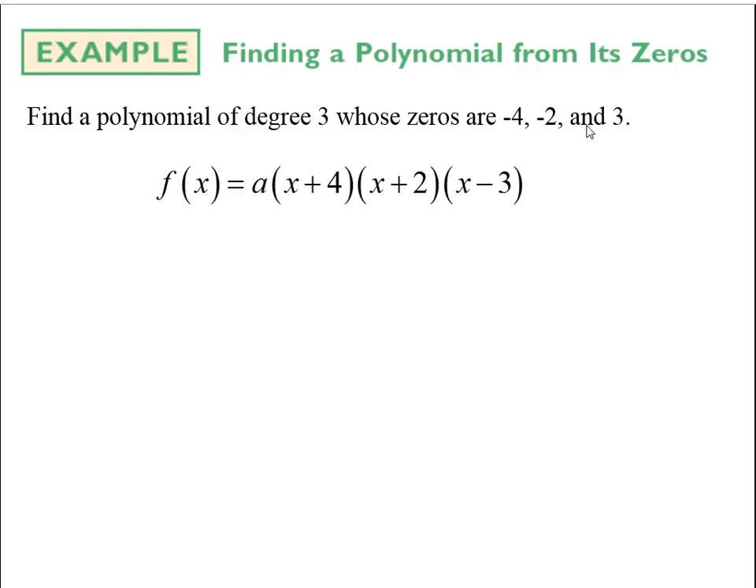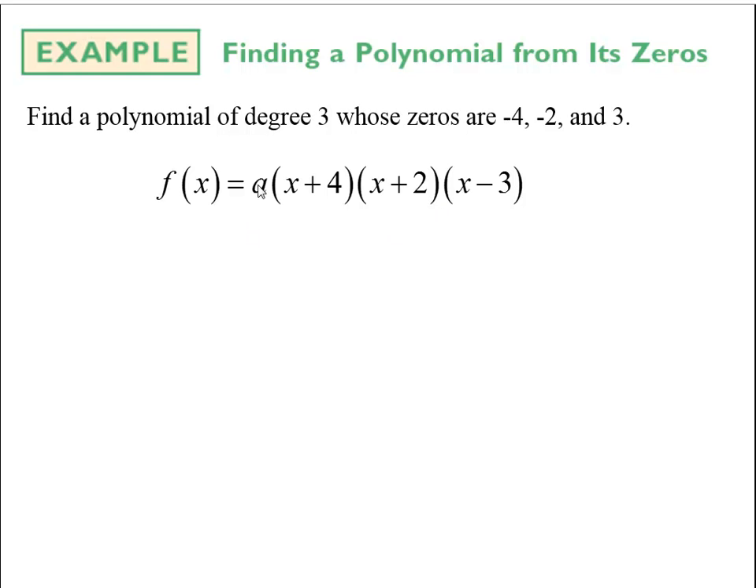And I wrote the polynomial in a factored form because that's by far the easiest form to use. Now, I also want to point out to you that it doesn't really matter what number I pick as my leading coefficient here. This could be the number 12, this could be the number -7, doesn't really matter. These factors still produce the 3 zeros given.